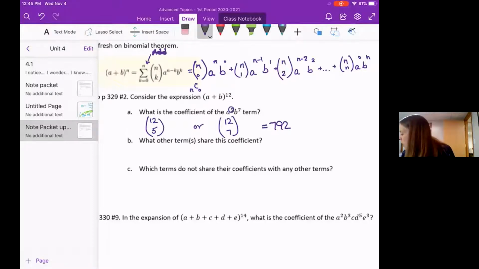Question B says, what other terms are going to contain this same coefficient? Well, we would need the coefficient to be the same if the powers were 5 and 7. Well, we already have a^5 and b^7, so that would mean that we would have a^7, b^5.